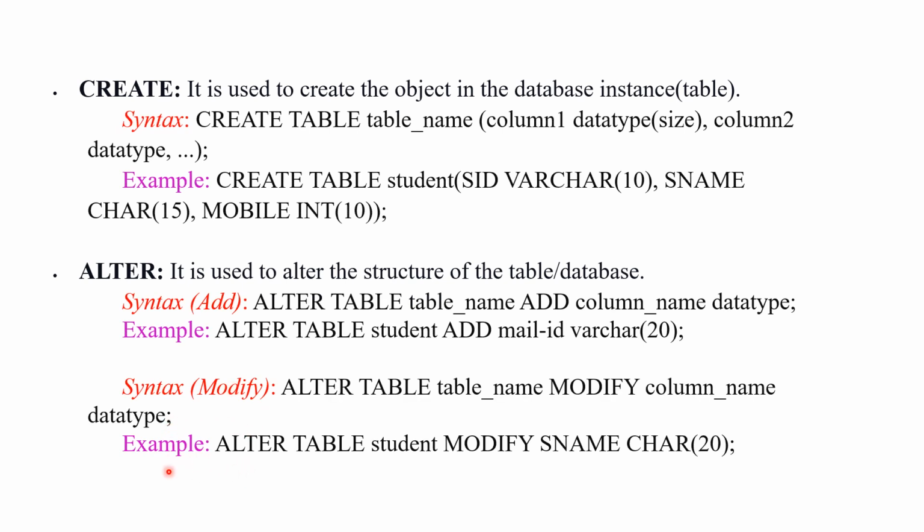For example, ALTER TABLE student MODIFY sname CHAR(20). Initially, we created the sname column with a character length of 15. Let us suppose some of the student names exceed 15 characters. Then we can modify the existing table structure with the command ALTER TABLE student MODIFY, followed by the column name we want to modify and the new values.